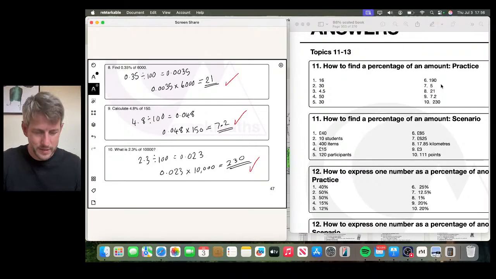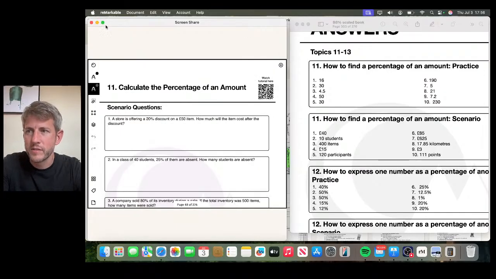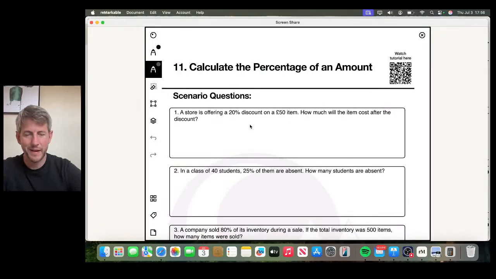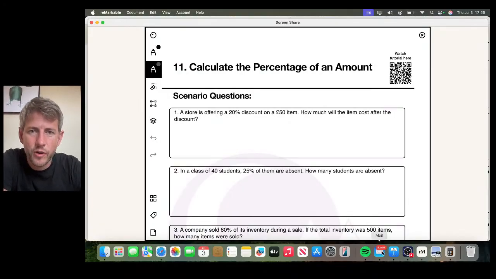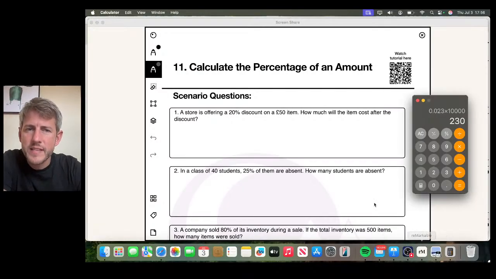Right, so let's continue on to 11 with the scenario questions, okay? And now with these, I've got to make sure I remember to read them out loud. Okay, so let's try here first. The first one says, a store is offering a 20% discount on a £50 item. How much will the item cost after the discount?